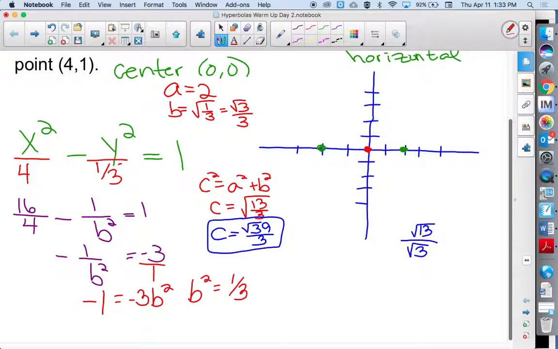Bridget? I didn't rationalize and I just looked at it differently. Would that be wrong? What do you mean you looked at it differently? I just had this as 1 over the square root of 3. So I knew the square root of 3 was less than 2. So I just had it. It's like yes.